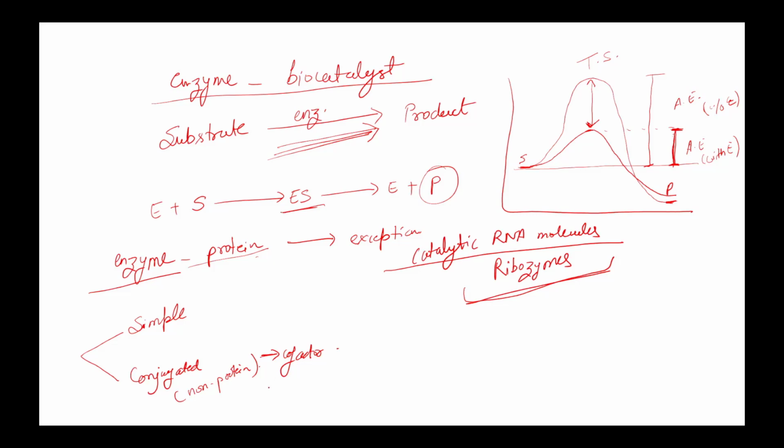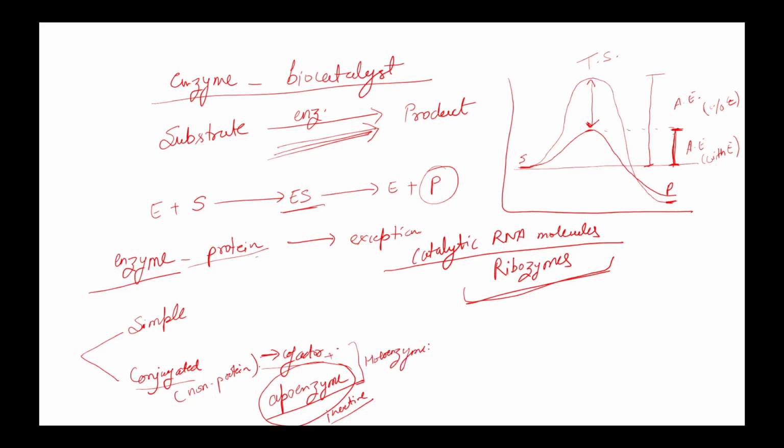If in a conjugated enzyme we remove the cofactor, the remaining enzyme will be called an apoenzyme. So conjugated enzyme minus cofactor is the apoenzyme, which is the inactive form of the enzyme. It will be active only when joined with the cofactor, and after joining with the cofactor, the entire active enzyme is called a holoenzyme.